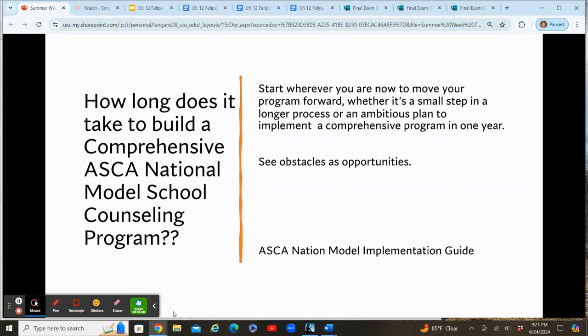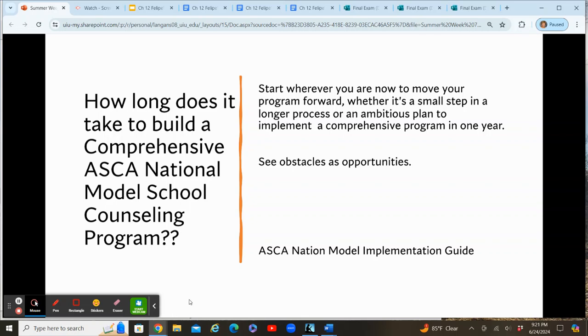And so wherever you land next fall, or where you've been the last couple of years, make sure you move that program forward, whether it's a small step in a longer process, or you want to implement a comprehensive program in 1 year. You need to just make sure you plan ahead, make sure you get all the resources that you need, see every obstacle as an opportunity, and make sure that you are letting people know that you are doing what a school counselor needs to be doing, and that we have a national model, we have a curriculum, we have standards.